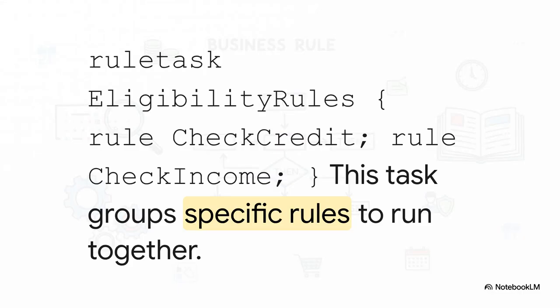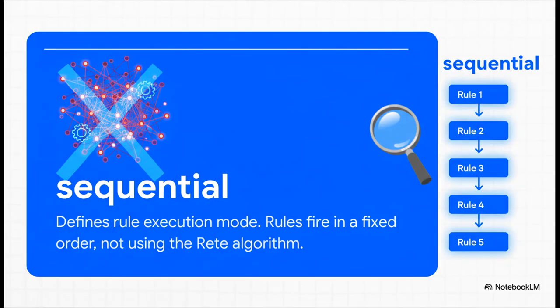We've got a rule task called eligibility rules, and inside those curly braces, we just list out the rules we want to run for this task. Check credit and check income. This gives you really precise control over the entire flow of your logic. Now, this is a big one for performance and predictability. Usually, the engine uses a super sophisticated algorithm called RAIADE for pattern matching. But what if you just need your rules to run in a simple, predictable order? Well, that's exactly what sequential is for. It tells the engine, hey, skip all that complex matching and just run these one by one, top to bottom.